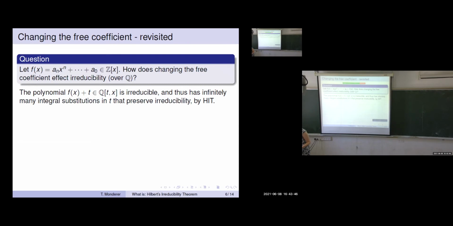So, to summarize, what we did was we had a problem, we added a parameter, and then we investigated what happens after we substitute into the parameter. And in a way, this also gives us a way to get families of solutions.